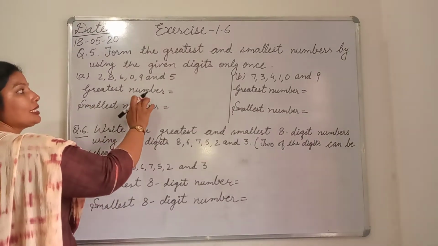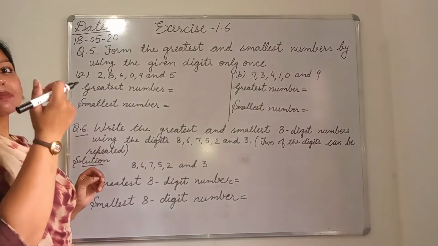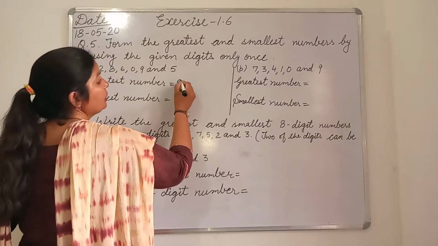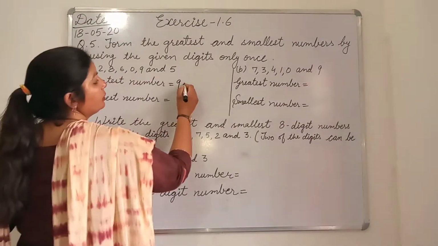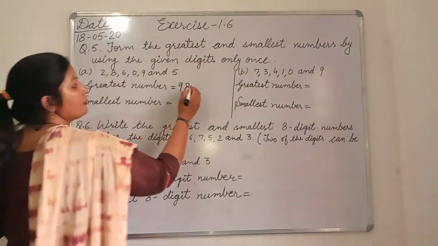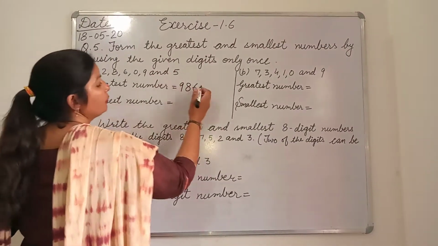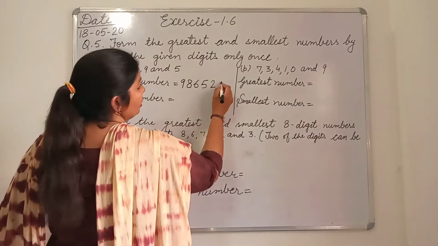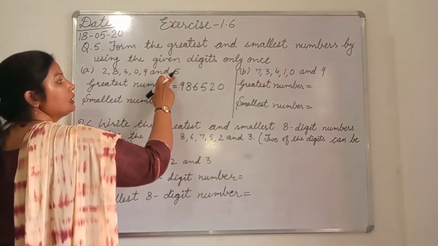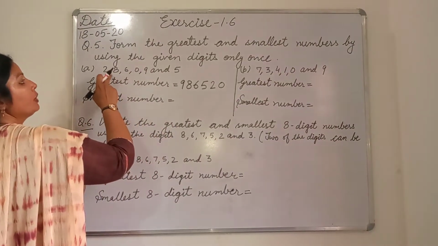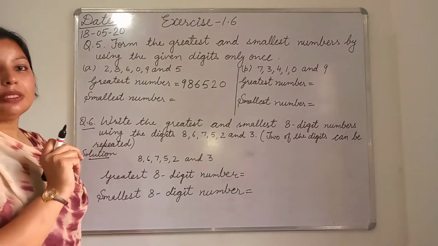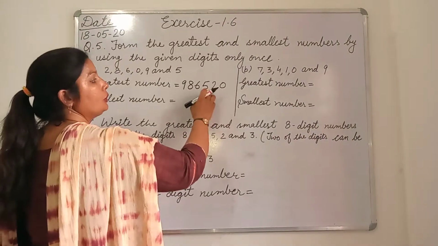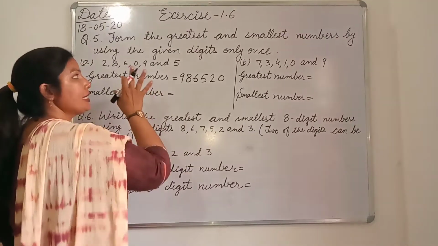Now we make the greatest number, so we should arrange them from greater to small. First of all we see which is the greatest one: 9. So first we write 9. Now 8, after that 6, then 5, then 2 and then 0. Now you will count how many digits are given there: 1, 2, 3, 4, 5, 6. Six digits are given there. So in the number also there will be 6 digits. That means we have taken all the digits.